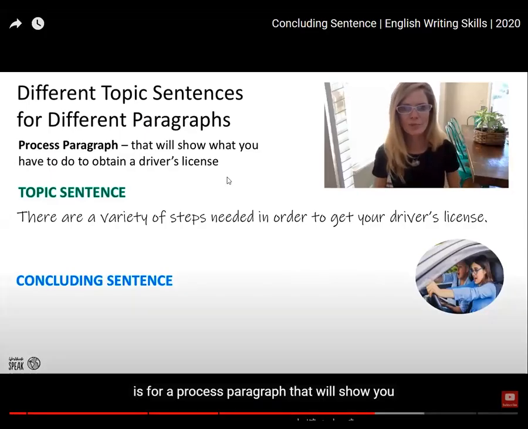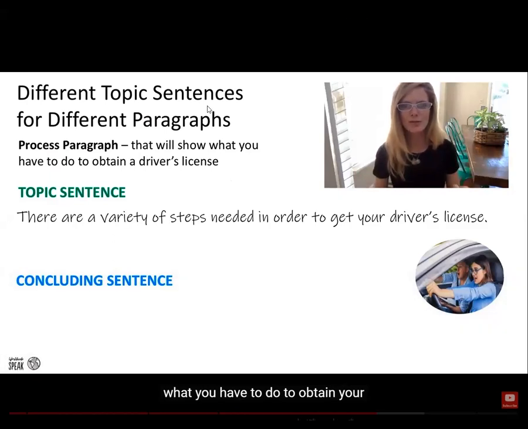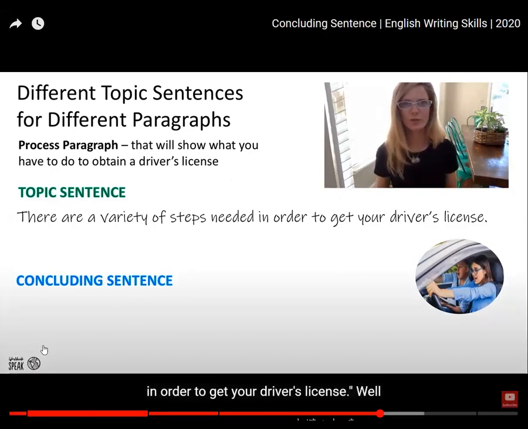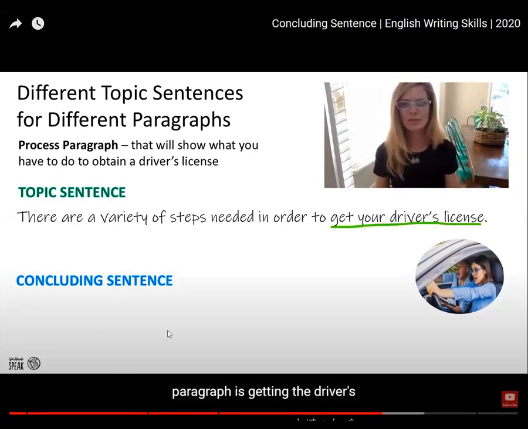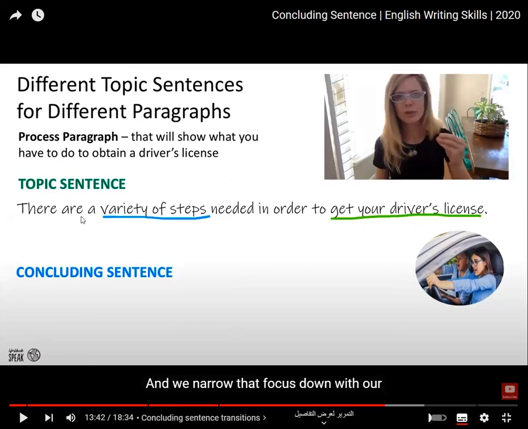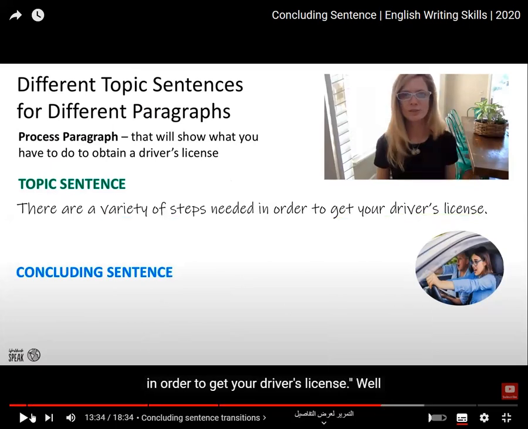This is a paragraph that will show you what you have to do to obtain your driver's license. The topic sentence reads, there are a variety of steps needed in order to get your driver's license. Well, the topic or the subject of the paragraph is getting the driver's license, right? And we narrow that focus down with this: there are a variety of steps needed in order to get your driver's license. So where is the topic and where is the controlling idea here?